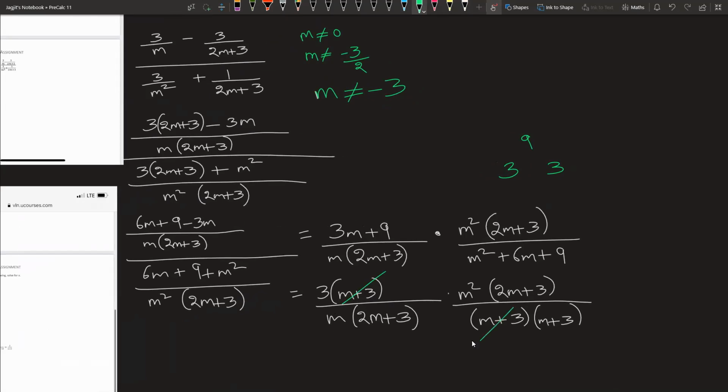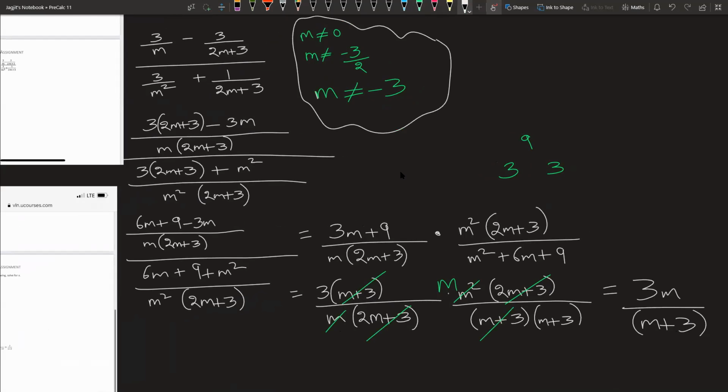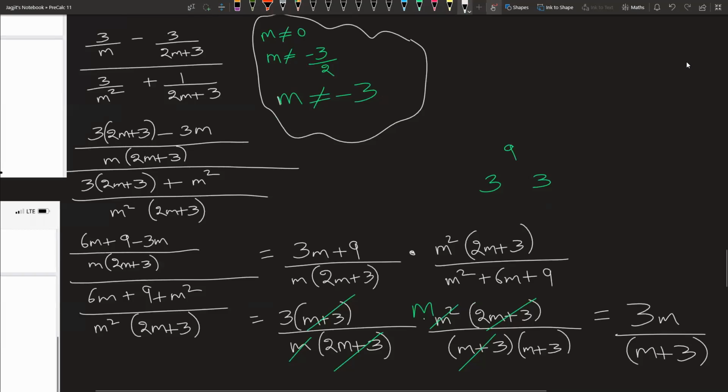m plus 3 cancels with m plus 3. 2m plus 3 cancels with 2m plus 3. You see, m is going to cancel with m squared, and you will just have m left. So what's your simplified expression here? You have 3m at the top, and at the bottom you have m plus 3. And these right here are your non-permissible values. So guys, this is a good question as well, okay? Make sure you practice this 4 or 5 times. I've seen many people lose marks on these kinds of questions. They get confused with denominators.